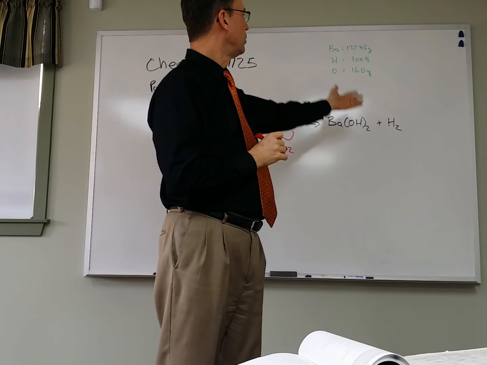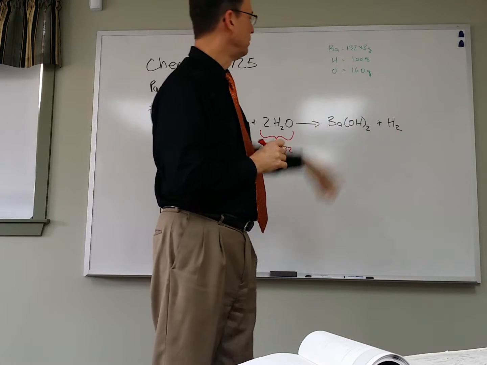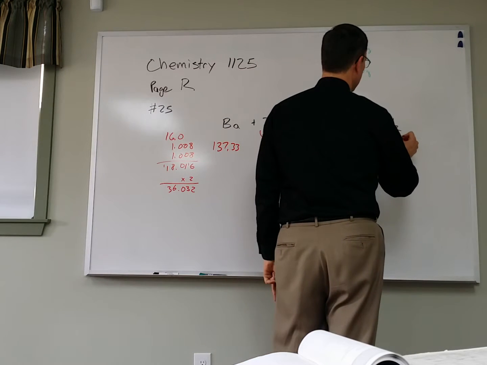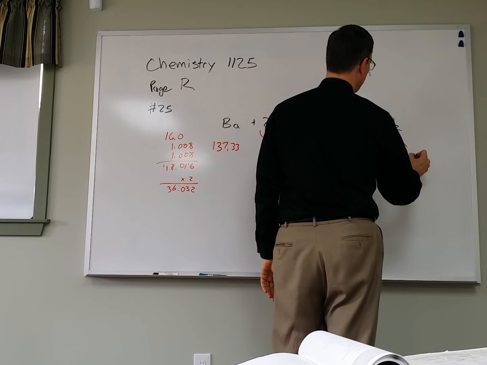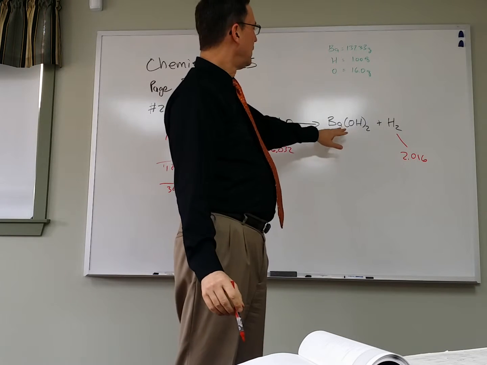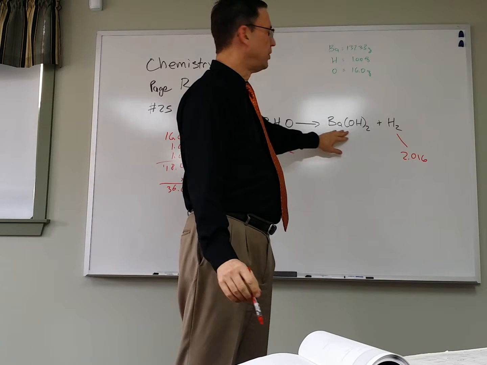All right, now let's do the easy one, hydrogen over here. So the total hydrogen is 1.008 times 2. So this is going to give me a mass of 2.016.